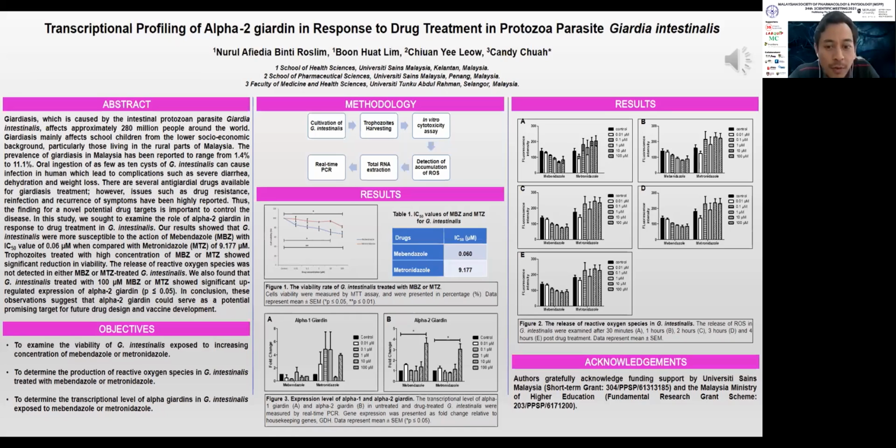From our study, we managed to show that alpha-2-gyrdin seems to play a protective role in these parasites. Right, so your study showed it has the protective mechanism. How exactly does the protection mechanism take place? Further study needs to be carried out, because in this study we only examined the transcriptional level, which is the gene level, and we found that they show significant transcriptional level in response to drug treatment. So we need to carry out further study to characterize the role of this gene further.